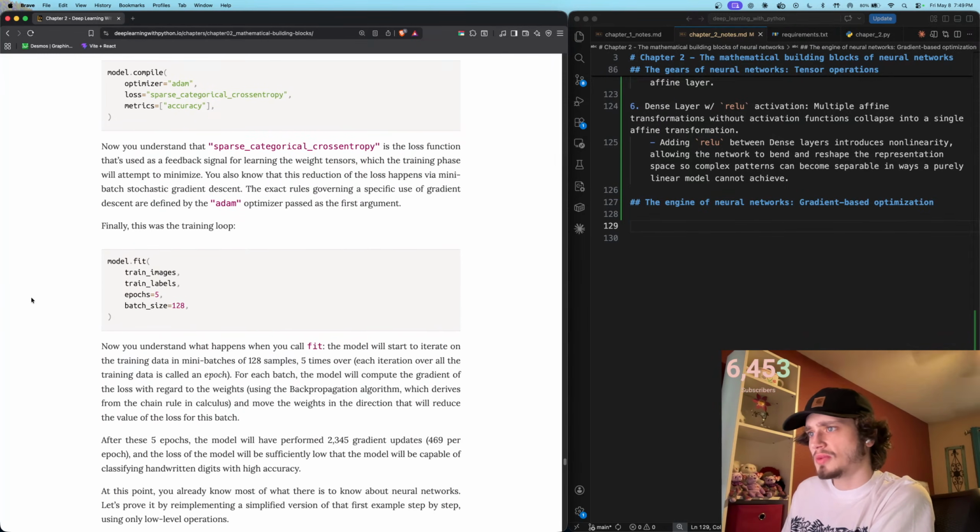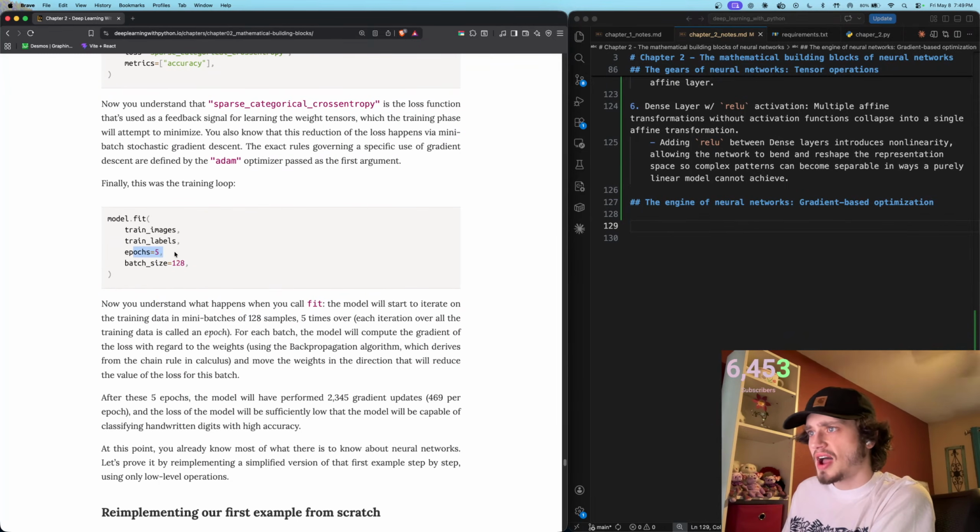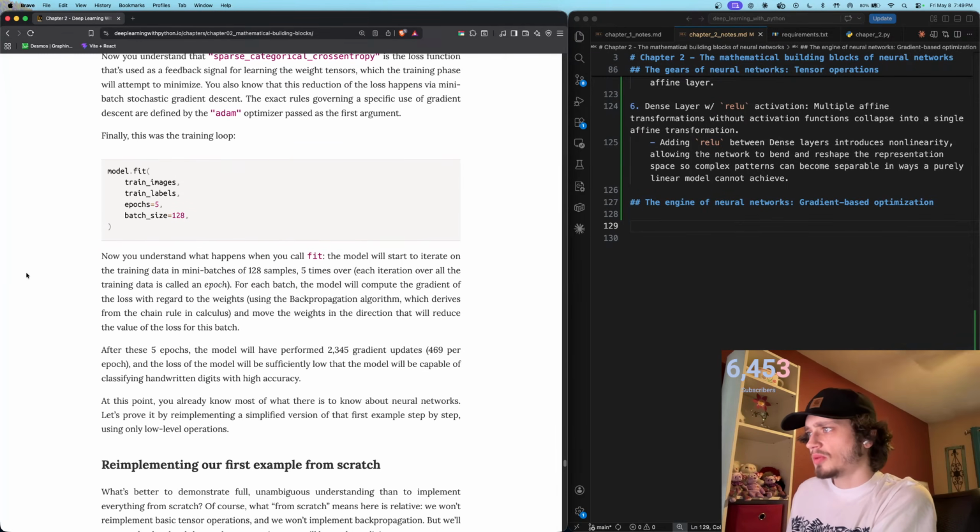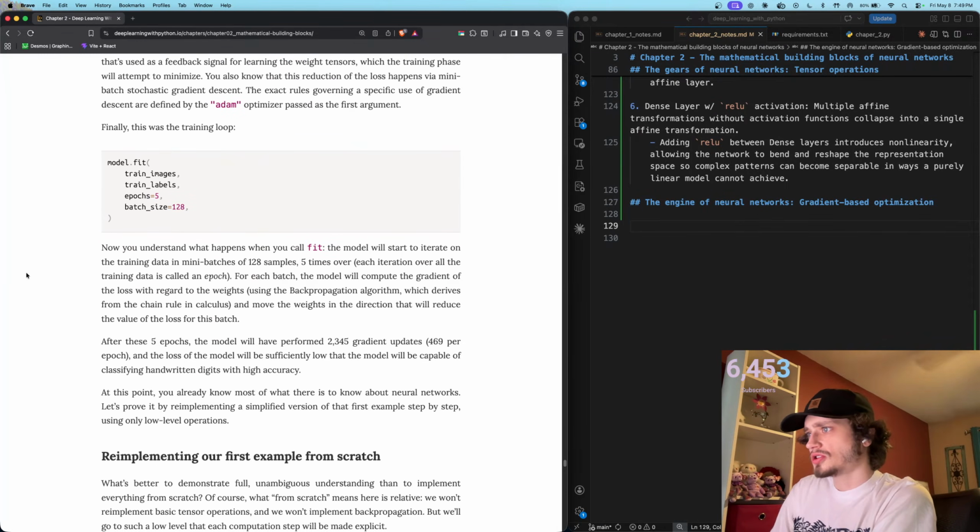model.fit, given the training images and the training labels, epochs is 5, and batch size is 128. Now you understand what happens when you call fit. The model will start to iterate on the training data in mini-batches of 128 samples, 5 times over. Each iteration over all the training data is called an epoch. For each batch, the model will compute the gradient of the loss with regard to the weights, using the backpropagation algorithm, which derives from the chain rule in calculus, and moves the weights in the direction that will reduce the value of the loss for this batch.